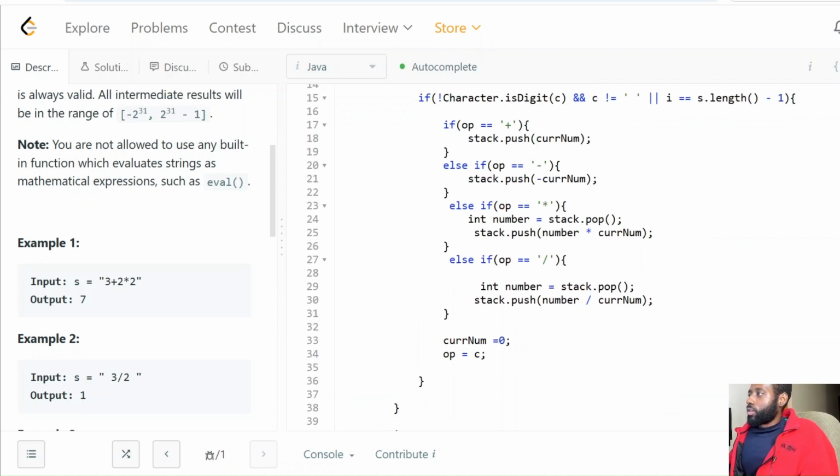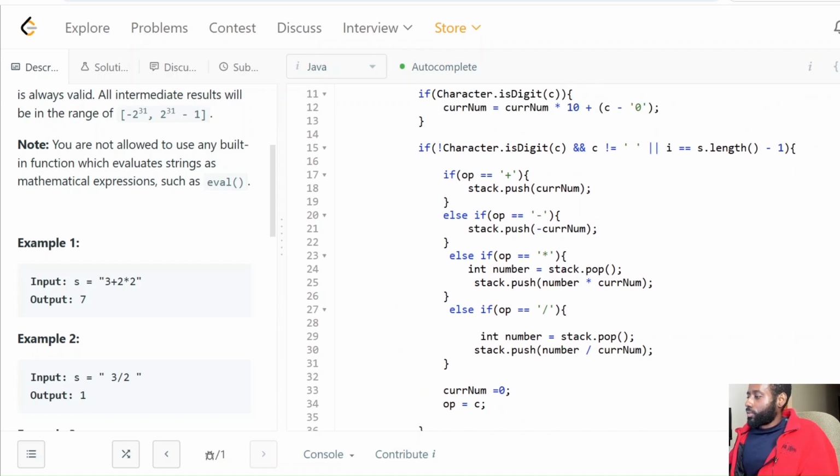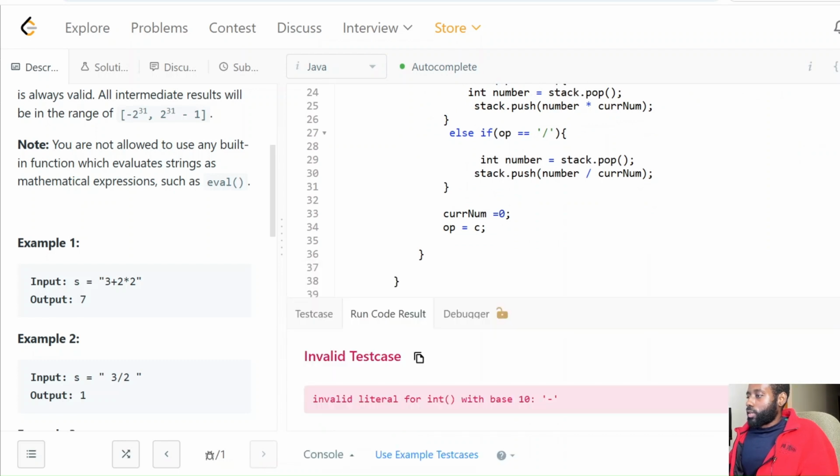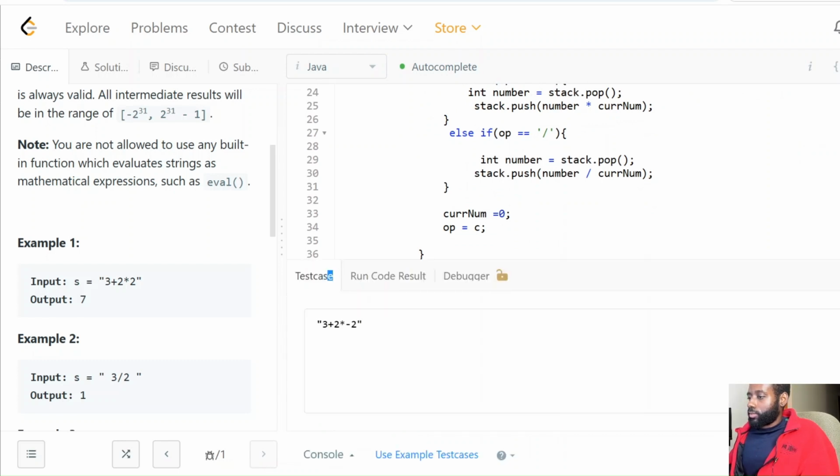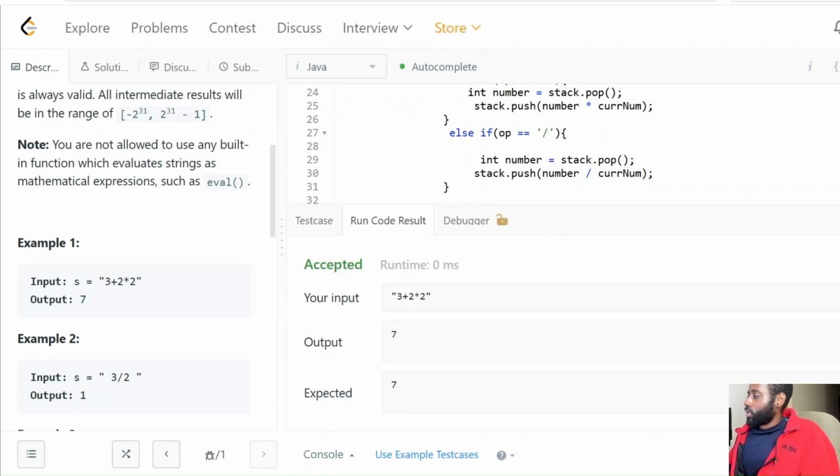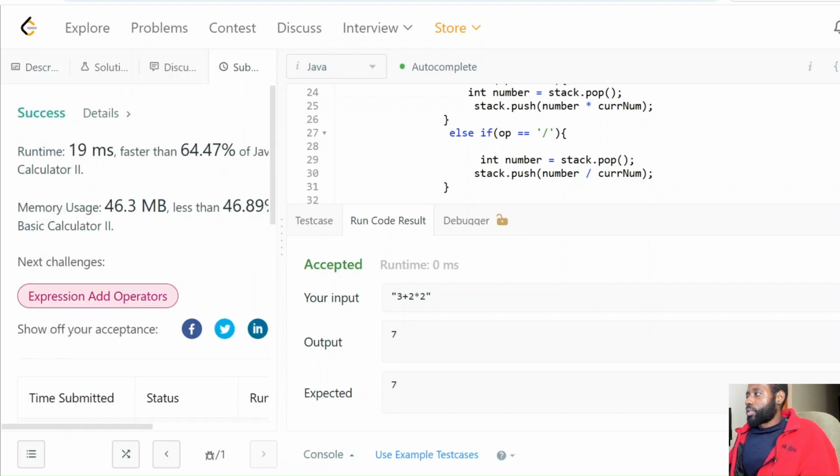So we prioritize all the multiplication and divisions, and we process them right away, and we're good. So hopefully it makes sense to you guys. Press submit. The test case that I added didn't make sense because it says negative numbers. Cool. Press submit. Awesome, guys, we're going to pass all the test cases.